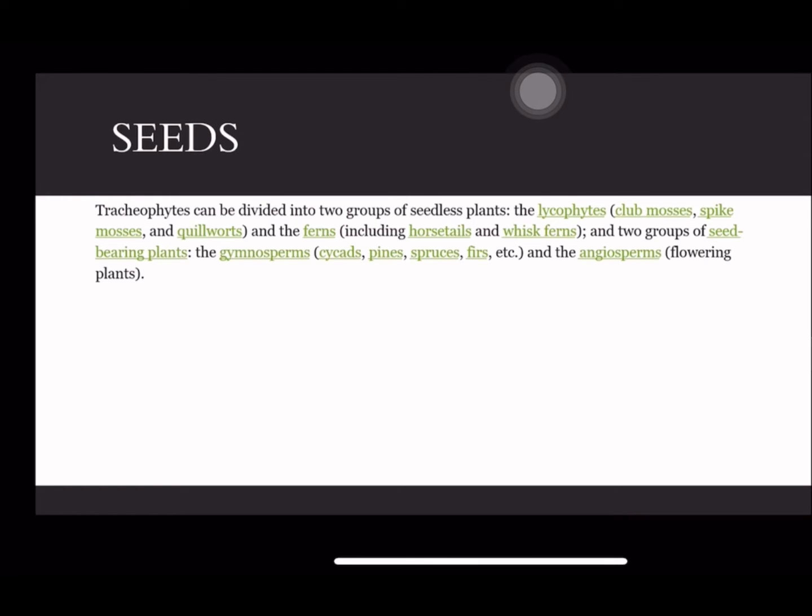Tracheophyta can be divided into two groups of seedless plants: the lycophytes, which include club mosses, spike mosses, and quillworts, and the ferns, including horsetails and whisk ferns. And there are two groups of seed-bearing plants: the gymnosperms, such as cedar, pinus, cypress, fir, and others, and the angiosperms, which are flowering plants.